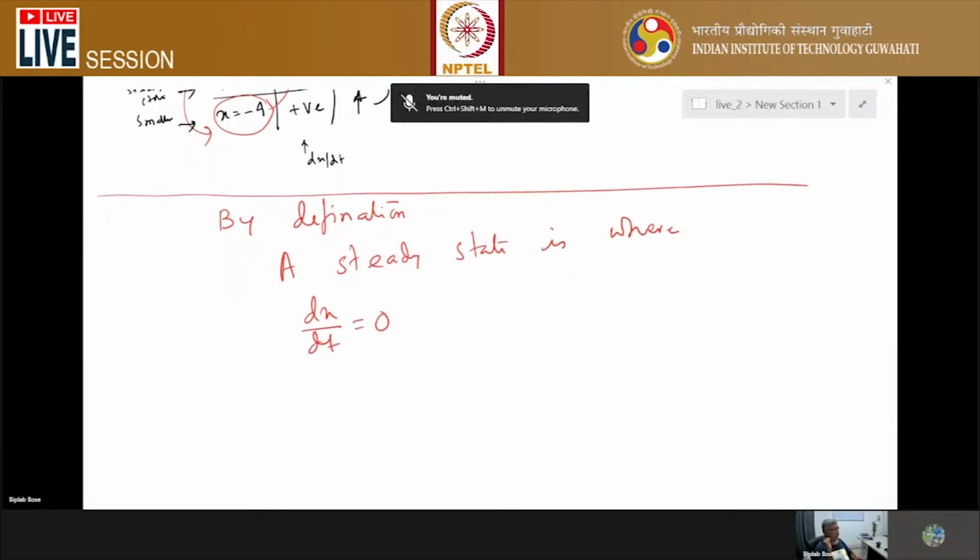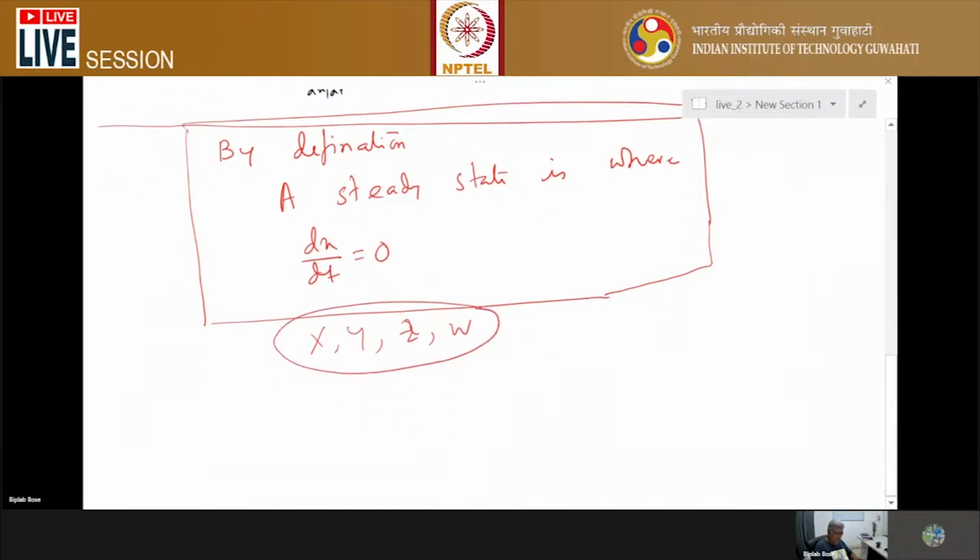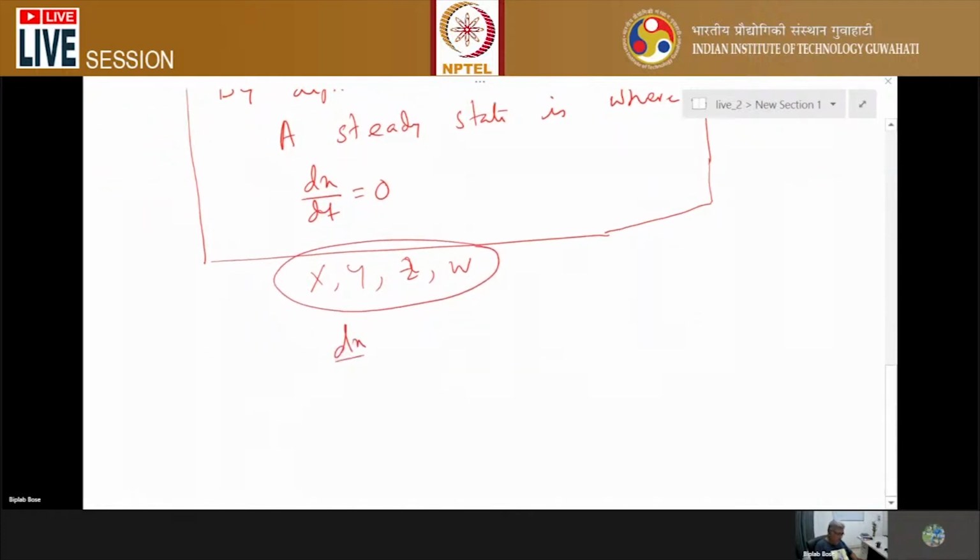Okay, Raju, I hope you got the answer, right? So I have written it down. By definition, that is the steady state. Because at steady state, the dependent variables are not changing with time. So if my system has x, y, z, w, all as dependent variables, then what will happen in steady state? dx/dt equal to dy/dt equal to dz/dt equal to dw/dt. All derivatives must be equal to 0.